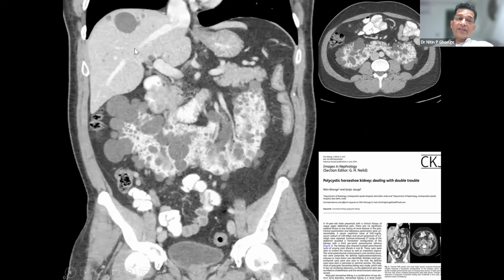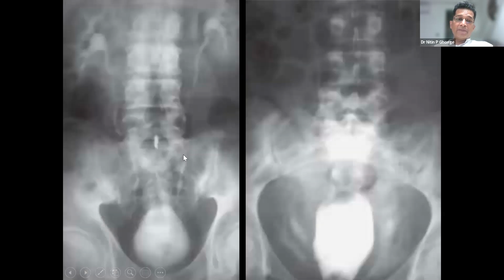So this is another example where we can see the horseshoe kidney. Both the renal parenchyma are fused, and apart from that, there are multiple cystic lesions, cysts in bilateral kidneys with variable sizes. And then you can see similar cystic changes in the liver also. So this is a polycystic horseshoe kidney, which is in fact two entities in a single patient. This is polycystic as well as horseshoe kidney.